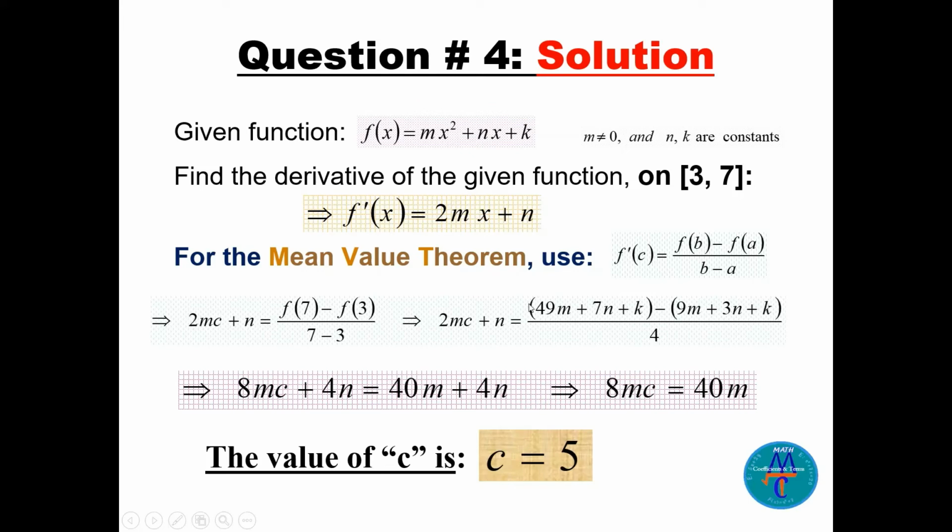Now let's simplify more. 49m minus 9m will be 40m. 7n minus 3n will be 4n. K minus k is 0. And here we multiply by 4. So we remove this denominator. It will be 8mc plus 4n. 4n also will be cancelled. So we have 8mc is equal to 40m. Divide by m and divide by 8. C will be 5.